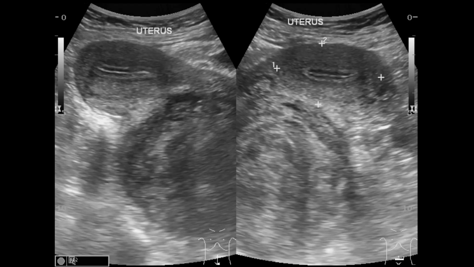Now, here is the subserosal fibroid. You can see the area behind the uterus, this large rounded structure, this is the subserosal fibroid. It is projecting posterior to the uterus and is not distorting the uterus in any way. And in most of the cases, even if the subserosal fibroids are significantly larger in size, they will be asymptomatic.